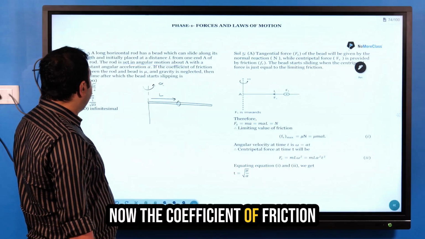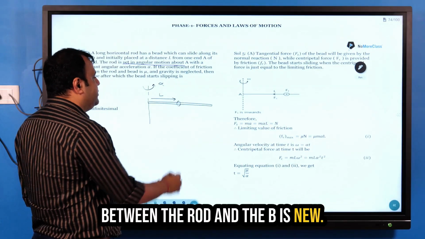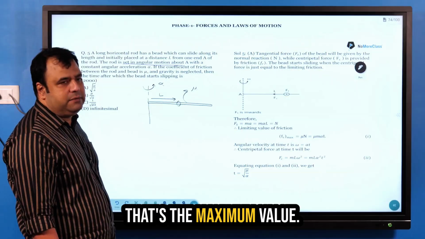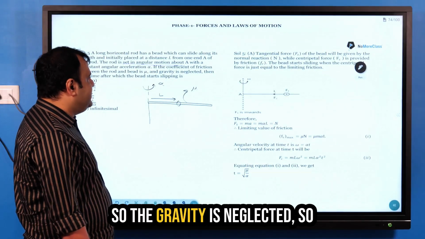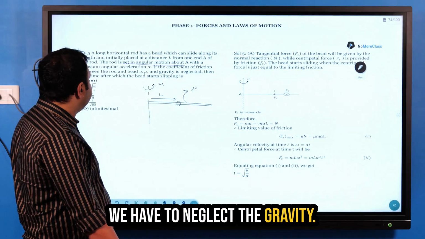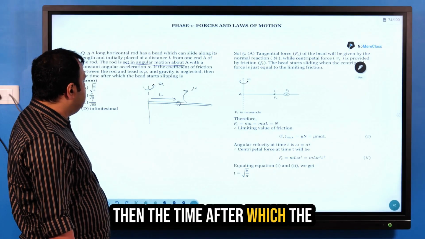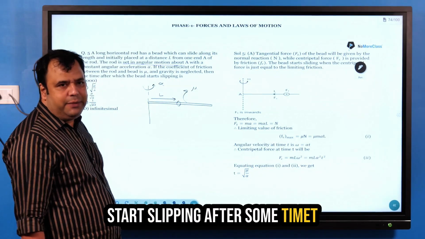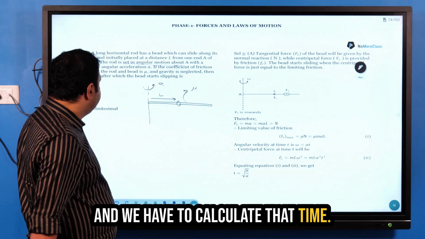Now, if the coefficient of friction between the rod and the bead is mu, so between this, the friction is given as that's the maximum value. The gravity is neglected, so we have to neglect the gravity. Then the time after which the bead starts slipping. The bead will start slipping after some time t, and we have to calculate that time.